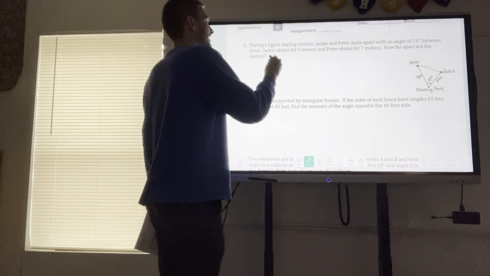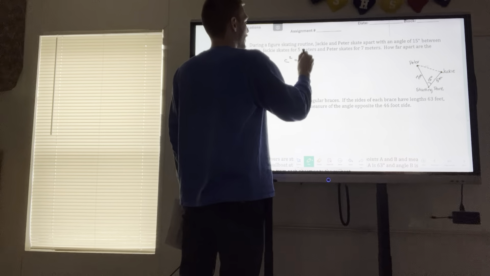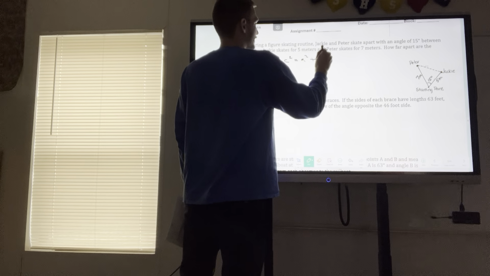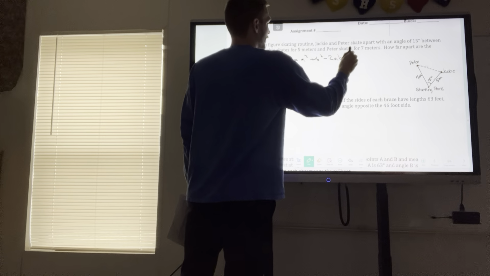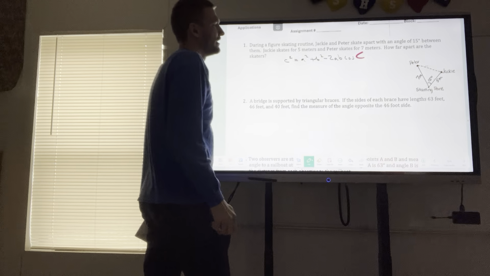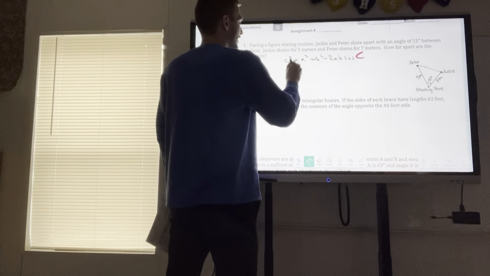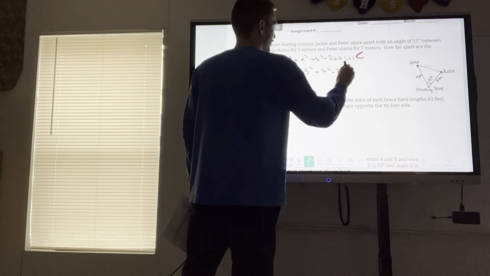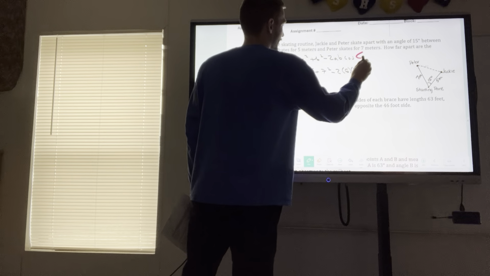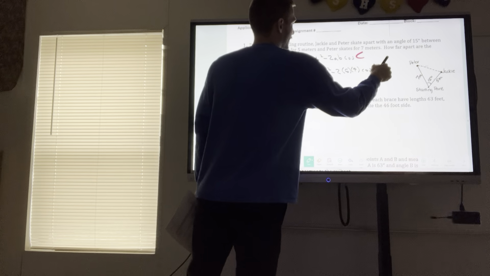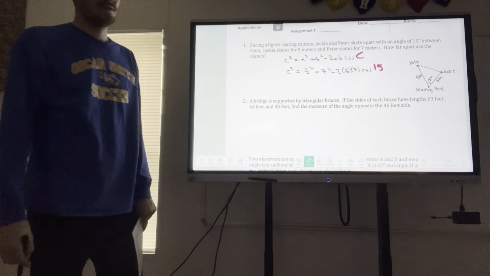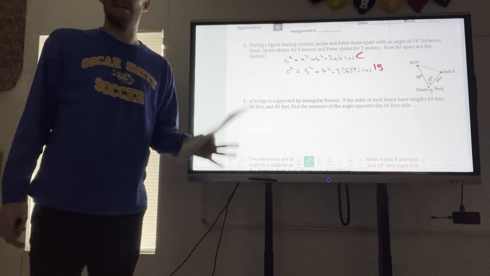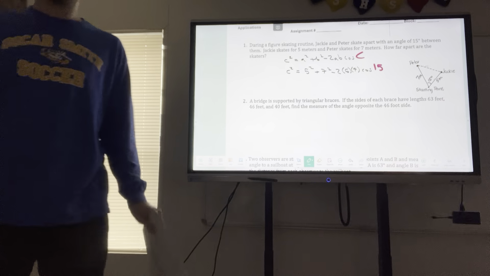So we're gonna use c squared equals a squared plus b squared minus 2ab cosine C. Plug everything in. C squared equals 5 squared plus 7 squared minus 2 times 5 times 7 cosine 15. Don't forget that once you get an answer, you'll need to square root it. Too many mistakes in a row.